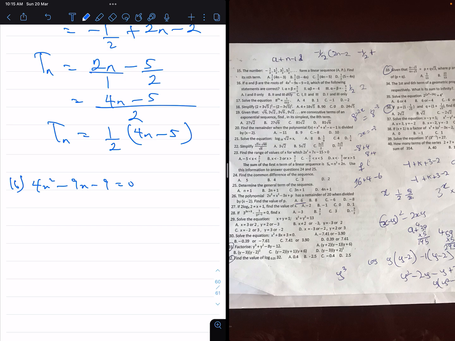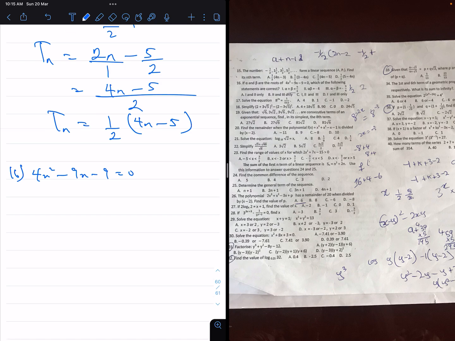Look at that. We were on number 16. If alpha and beta are the roots of the equation 4x squared minus 9x plus 9 equals 0, which of the following statements are correct? 1 and 2. Okay. Alpha plus beta. What's the meaning of it? Indirectly, they are telling us to find those things. So let's find what's alpha plus beta. What is alpha plus beta? Minus 9 over 4?